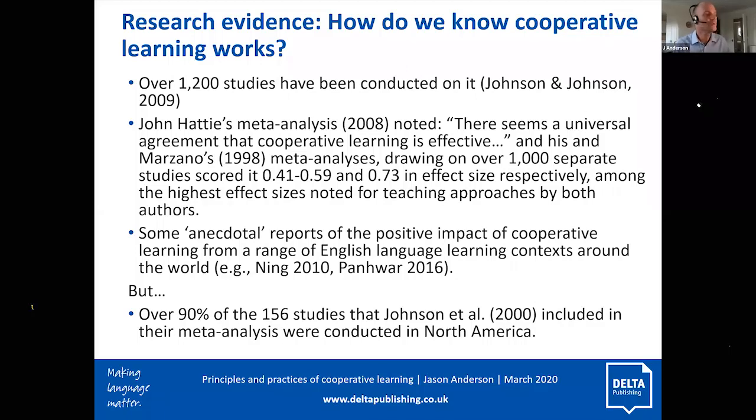There is also some anecdotal report of it working in more challenging contexts, large class contexts in China, and also Panwar's study, I think, is in Pakistan or Afghanistan as well. And it's important to remember that over 90% of the studies that show this evidence come from the USA. So there's not enough research conducted in other contexts.